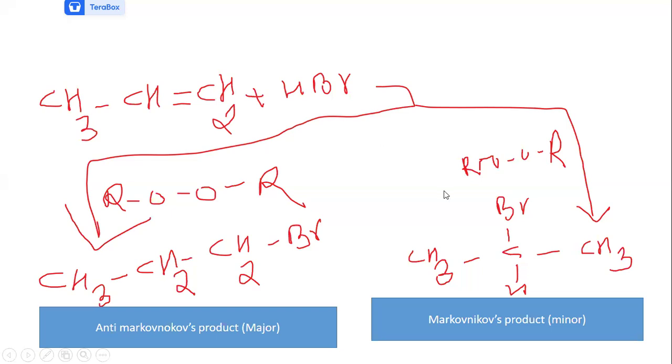Just opposite, in the presence of peroxide, the bromine goes to the lower number of hydrogens, and the hydrogen goes to the higher number of hydrogens, which is the minor product. This is the anti-Markovnikov rule, or this is the Markovnikov product, the major product. But in the case of the peroxide effect, it is the minor.